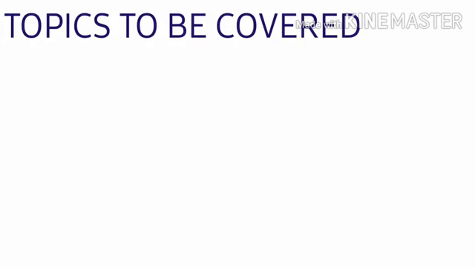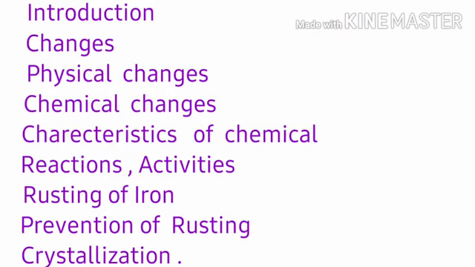Topics to be covered in this lesson are introduction, changes, physical changes, chemical changes, characteristics of chemical reactions, different activities on the basis of chemical and physical changes, rusting of iron, prevention of rusting, crystallization, and difference between physical and chemical changes.